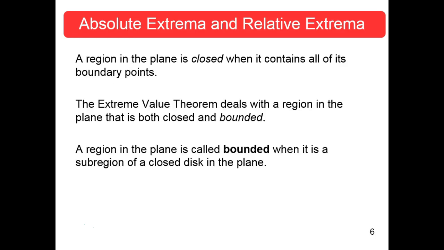Now, a region is closed when it contains all of its boundary points. The extreme value theorem deals with a region in the plane that is both closed and bounded. In other words, it can't be a region that's taking off to infinity and just keeps going. It has to be bounded. A region in the plane is called bounded when it is a subregion of a closed disk in the plane.